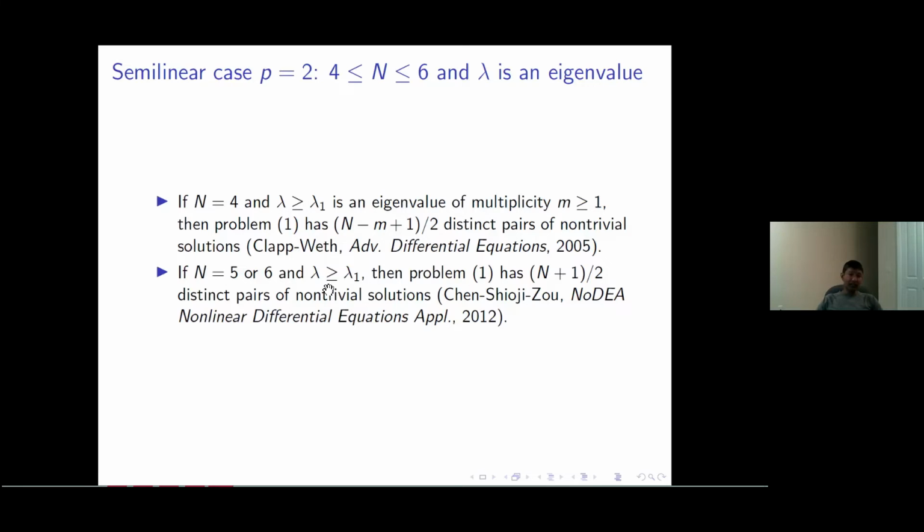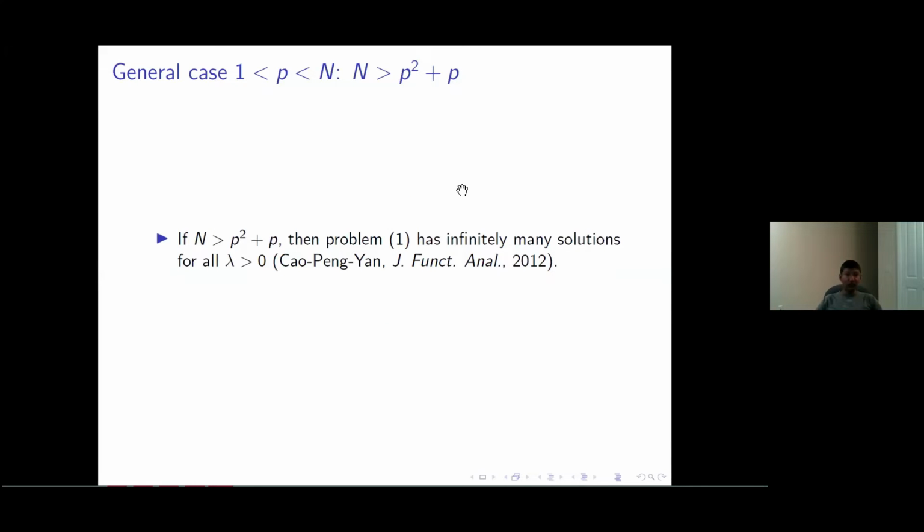So you see that the number of pairs of non-trivial solutions that they get does not depend on the multiplicity of the eigenvalue lambda when it is an eigenvalue. On the other hand, the result of Clapp and Weth depended on the multiplicity of the eigenvalue. So there's an improvement in the result of Chen, Zhou, and Zou. Okay, so that's basically for the semilinear case where p is equal to 2.